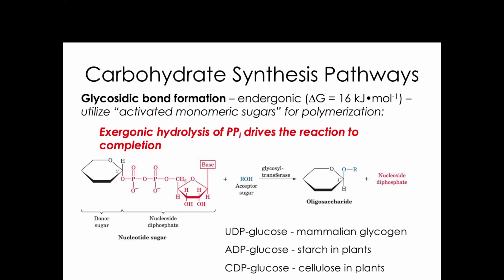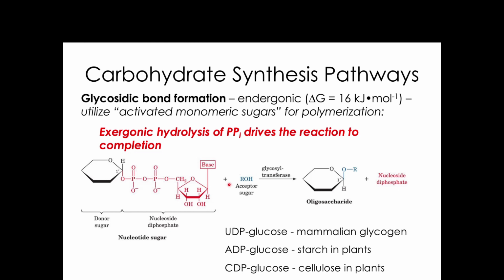Remember when we talked about glycogen synthesis, we talked about the need to have an activated monomer in order to do that coupling reaction. That's kind of a common theme that we're going to see. If we're going to be making glycosidic bonds, we basically have to activate the sugar to do so. Generally, how we activate that is we add nucleotide diphosphates to make a good leaving group.